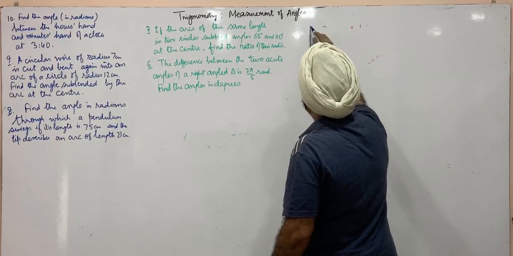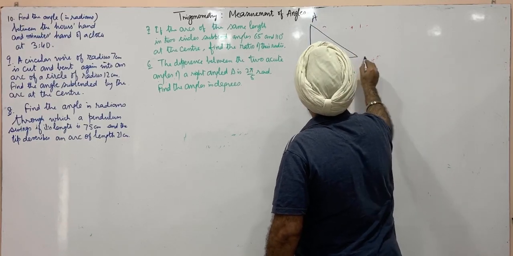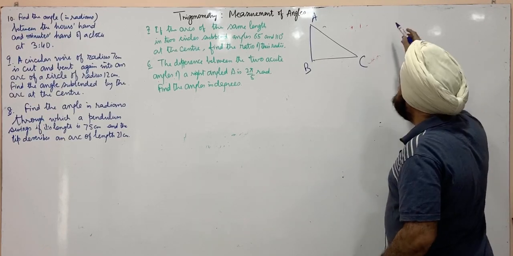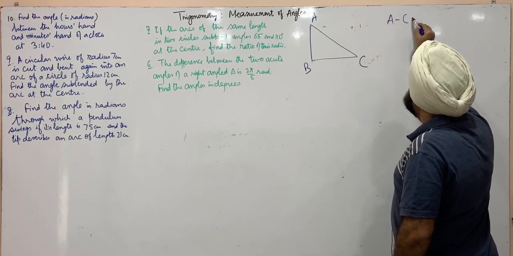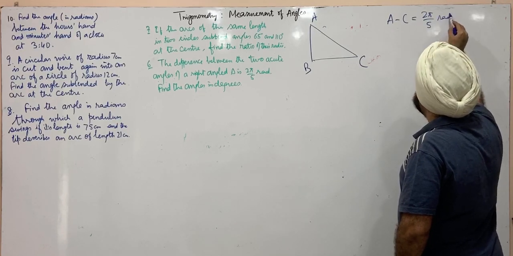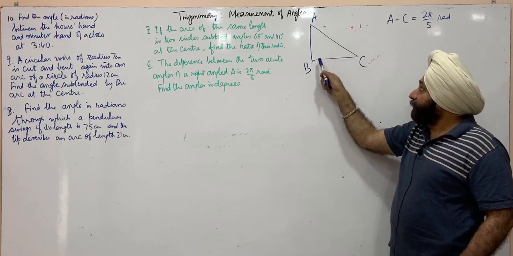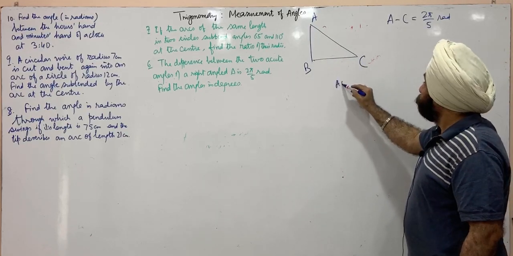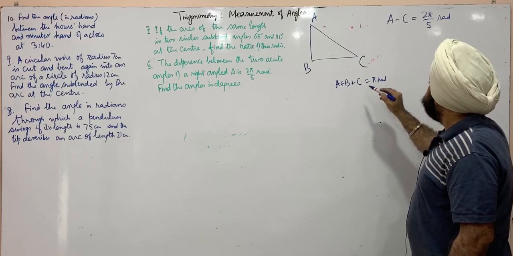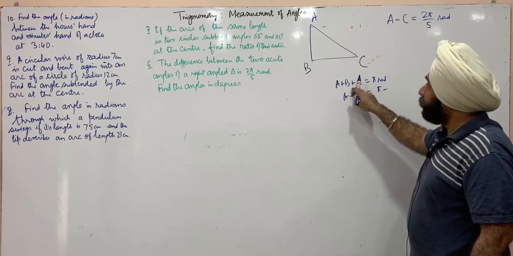Let's say we have this triangle with vertices A, B, C. A and C are the two acute angles. We are given A minus C, the difference, is 2 pi by 5 radians. What is A plus C? We know A plus B plus C is 180 degrees, or pi radians. So A plus C will be pi minus angle B.